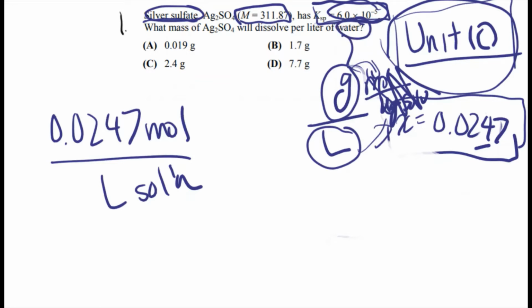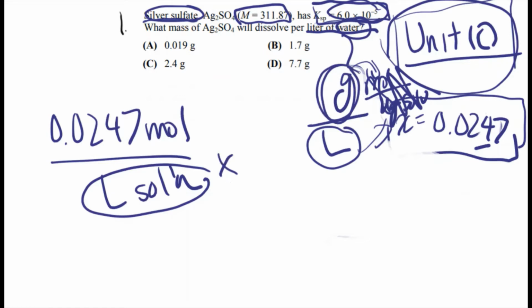So in this case, we are going to assume that the liters of solution is going to be equal to the liters of water, since essentially by adding a little salt, the volume won't change that much. So a liter of solution will essentially be equal to a liter of water. So let's actually convert this number into grams per liter, and that's done by molar mass.